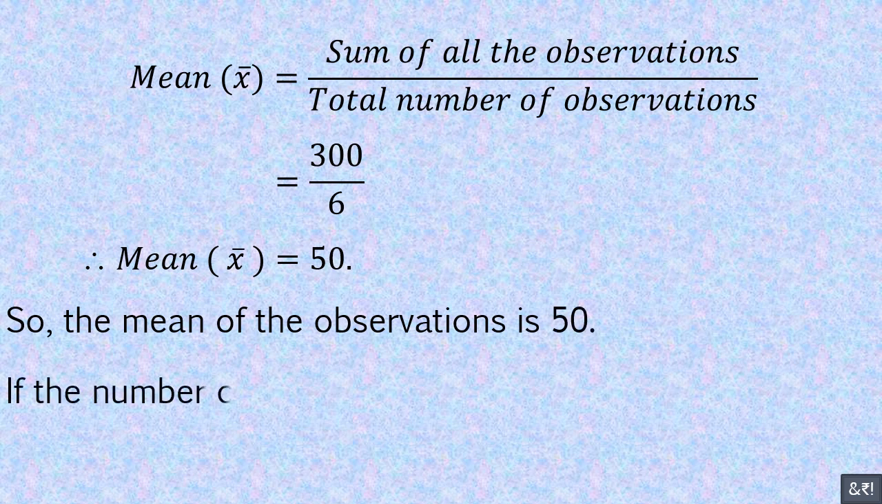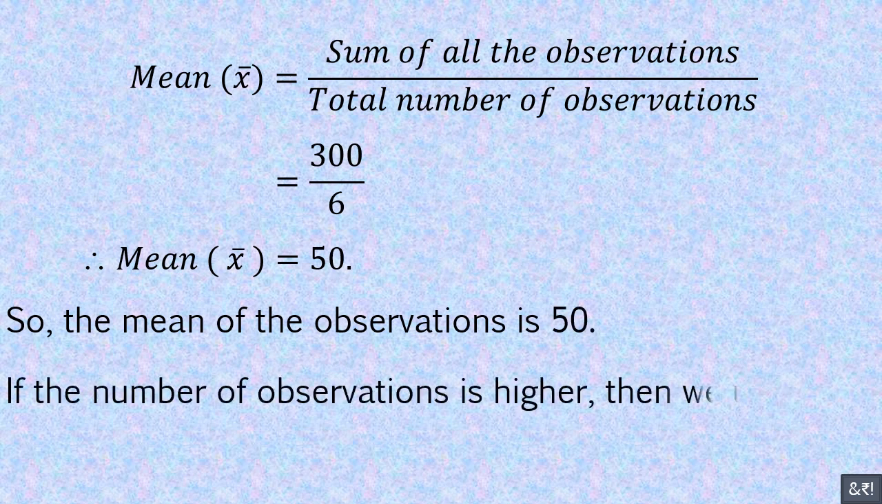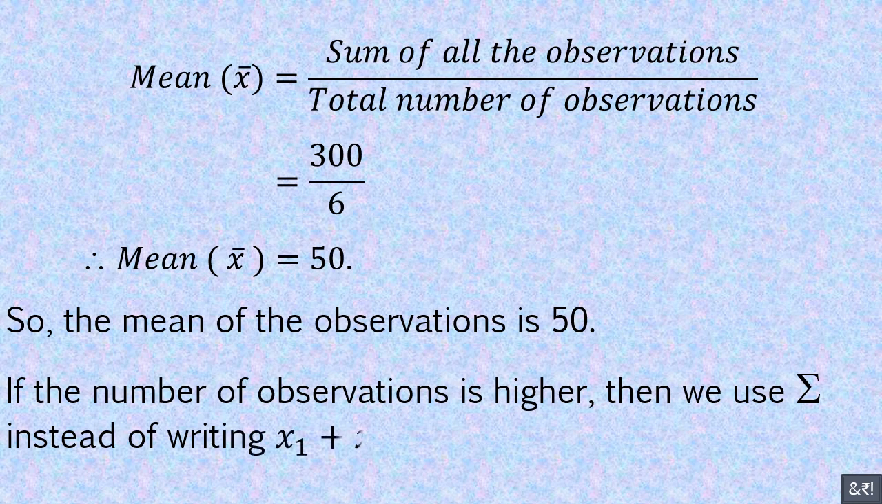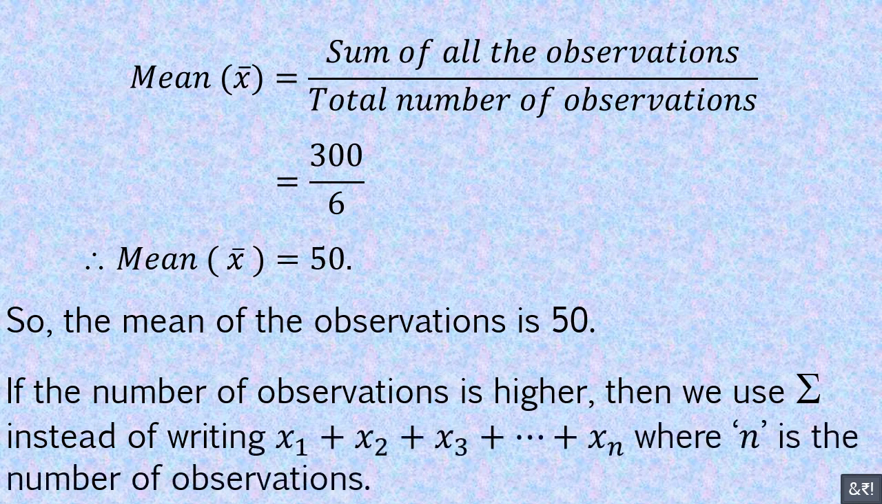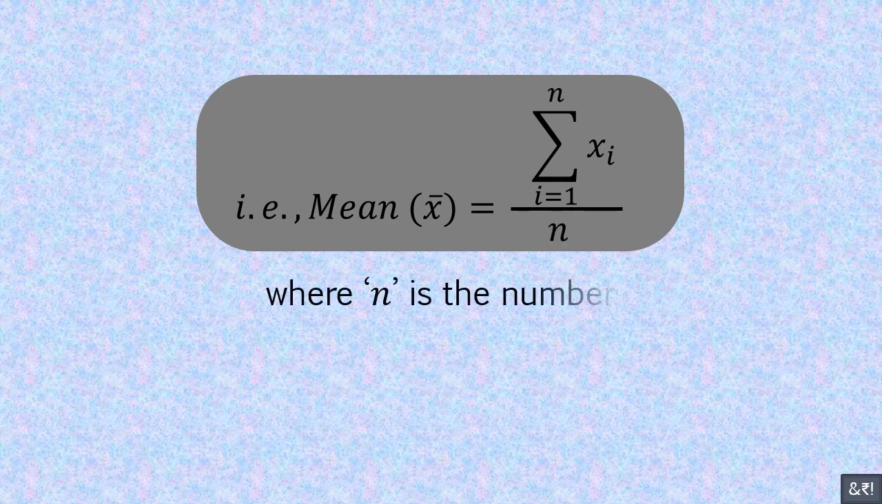If the number of observations is higher, then we use sigma instead of writing x1 plus x2 plus x3 plus etc. up to xn, where n is the number of observations. That is, mean x bar equals the sum of xi, as i varies from 1 to n, divided by n, where n is the number of observations.